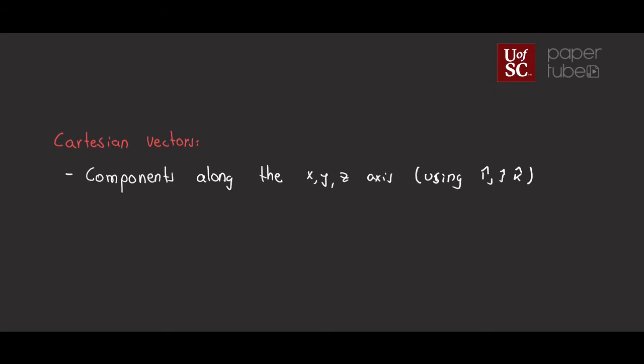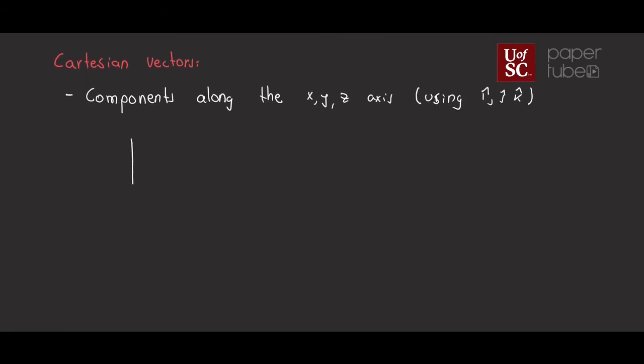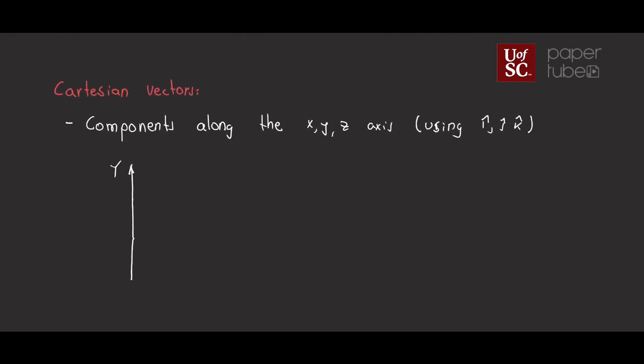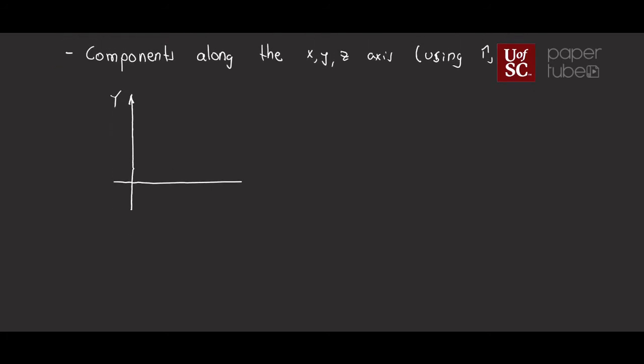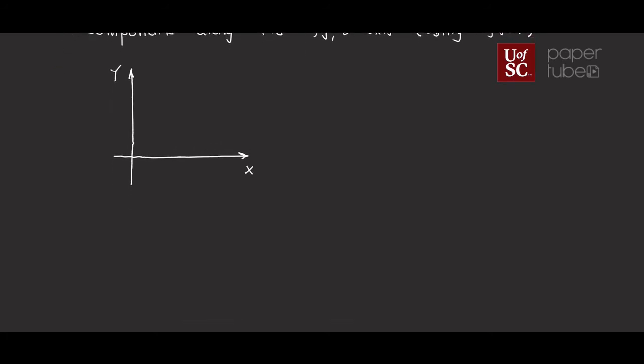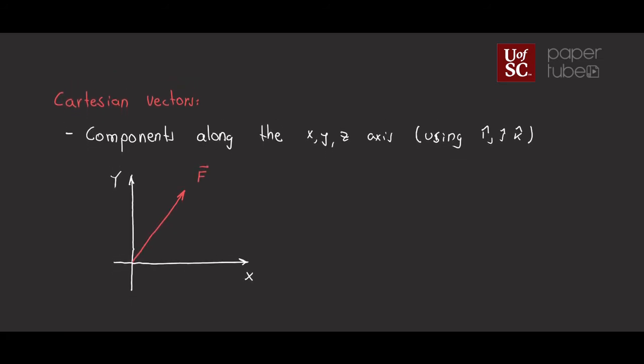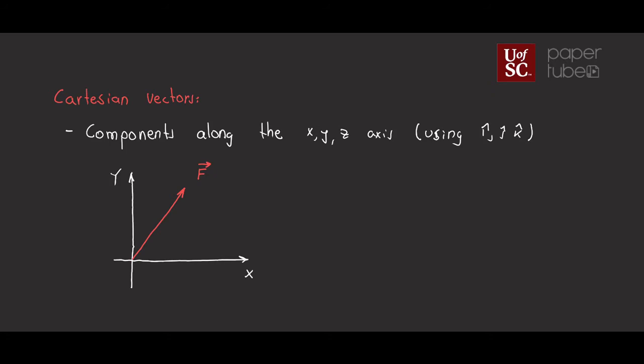Let me give you an example. I'm not going to do the calculations; we're going to see another video that shows some calculations. This video is just for concepts. Let's say that we have my y-axis, my x-axis, and a vector here somewhere in this direction. Call that vector F. Now I want to write this down in Cartesian vector form.